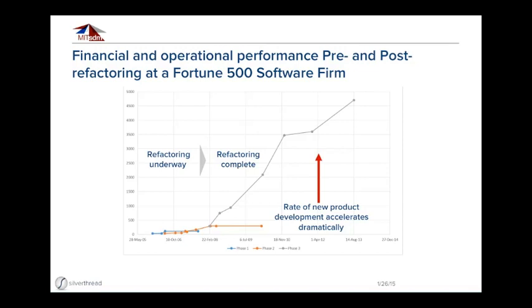Once that refactoring was complete, you see the trajectory dramatically shifts. This organization is capable of producing products at a much greater rate, and this has direct impact on their ability to generate revenue and go into new markets. So we're able to, again, look at complexity of an architecture, how that spans team boundaries, and the impact that that has for revenue generation and competitiveness.